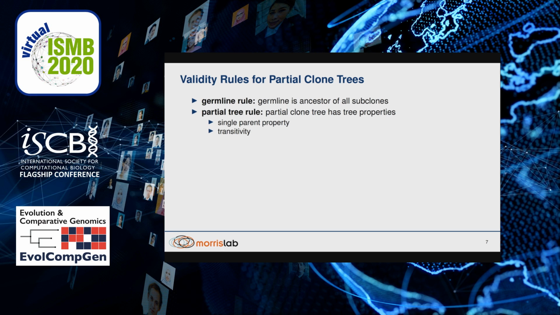The second rule is the partial tree rule that ensures that the partial clone tree has tree properties, meaning that each subclone can only have at most one definite parent and that the tree has to be transitive. In this example, subclone K is an ancestor of K' and K' is an ancestor of K''. Because we know that the tree has to be transitive, this undefined relationship between K and K'' has actually to be a defined one, such that K becomes an ancestor of K''.